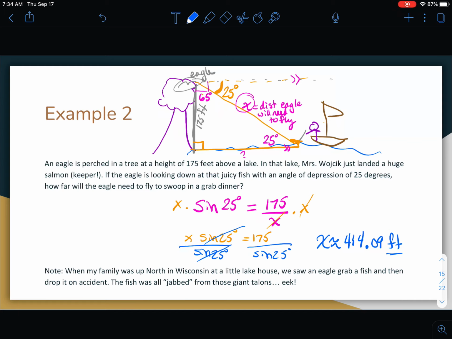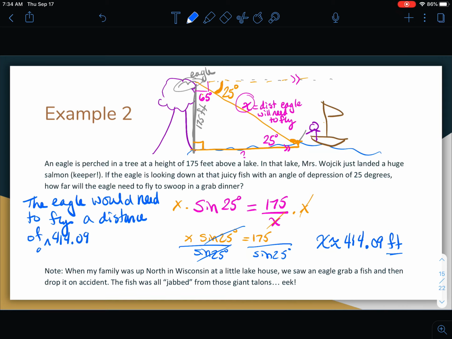Now, you're like, well, Mrs. Wojcik, I labeled it. That should be enough. We're still going to answer the question in a sentence. So we're going to say the eagle would need to fly a distance of 414.09, let's say approximately that many feet to feast on the fish.